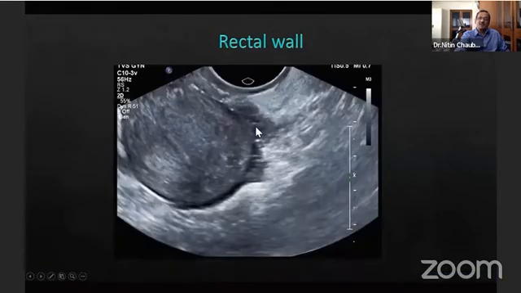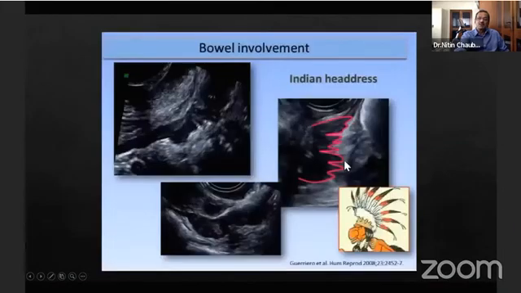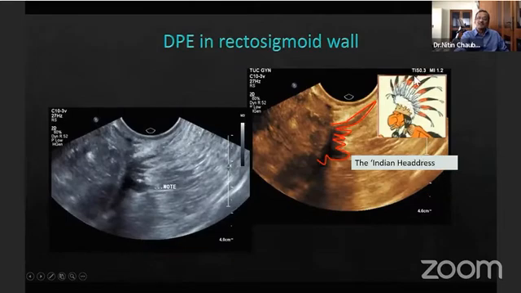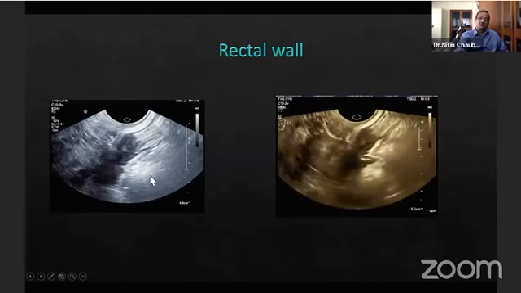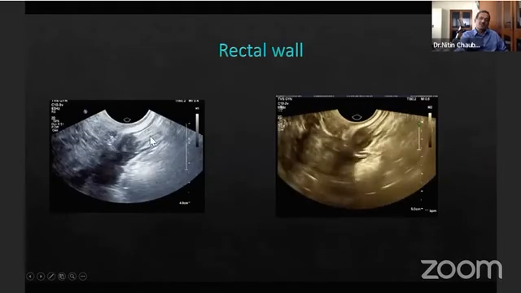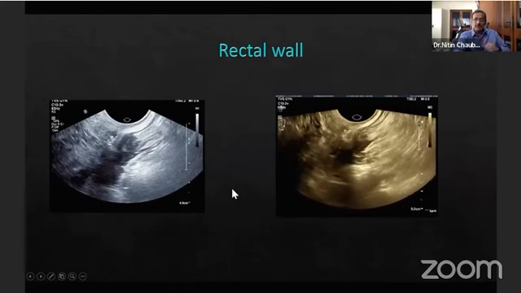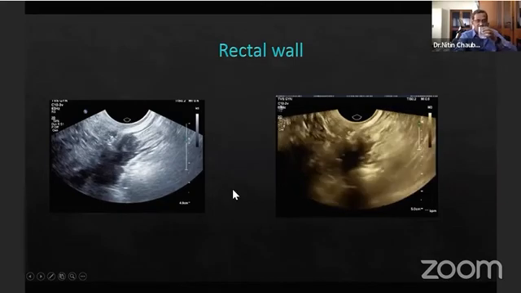That's a classical involvement of the pouch of Douglas as well as the anterior rectal wall with endometriosis. We can see these irregular walls. This is again classical involvement of the bowel, and this is known as an Indian headdress sign because it resembles the headdress of an Indian. That's a rectal wall involvement, and you can see these hypoechoic areas with hyperechoic spikes intervening between them. Once you see a couple of patients with this typical sign, then it is very easy to pick it up and we won't miss it again.